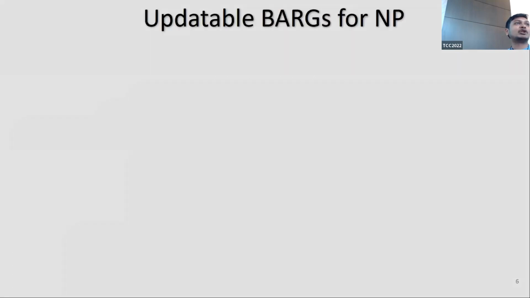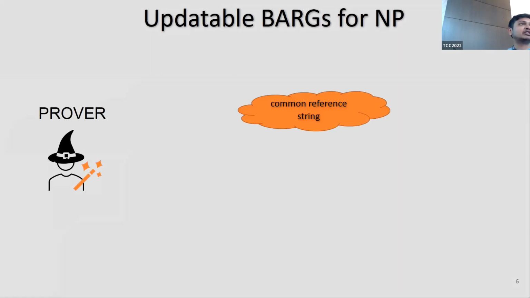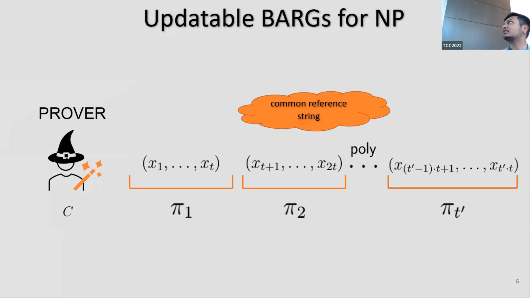So what is this updatability property I'm talking about? Imagine you have a prover, and we are in the common reference string model, and the prover generates a bunch of proofs by batching sequences of statements. So it has statements x1 to xg, and it batches them to a short proof pi1. It similarly has a polynomial number of these batched instances, batched into short proofs pi1, pi2, up to pi t dash. For the updatability property, we require that just by looking at these proofs, the prover can aggregate them together to a very short proof pi.